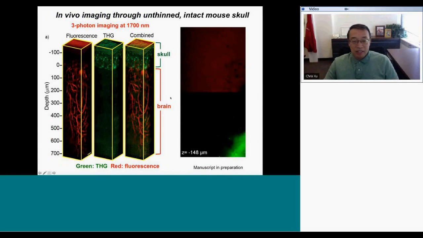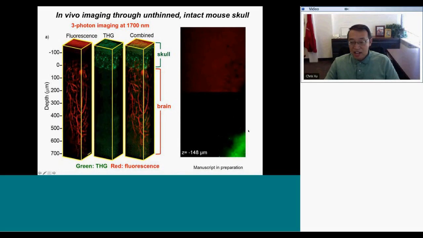We can also use the same technology to imaging through unthinned and intact mouse skull bone. So showing you here is a three-dimensional reconstruction of the skull and the brain tissue together. So you can see, for example, this panel over here. The green stuff are through harmonic generation of the osteocytes in the skull. So that's the intact mouse head bone. Underneath of this is Texas red stained vasculature. So in this case, we leave the bone unthinned and intact.